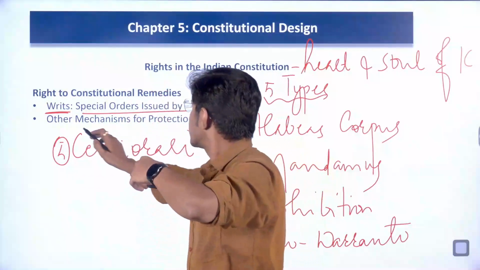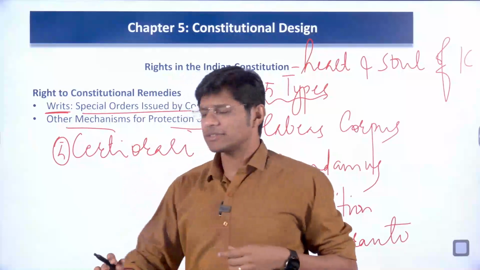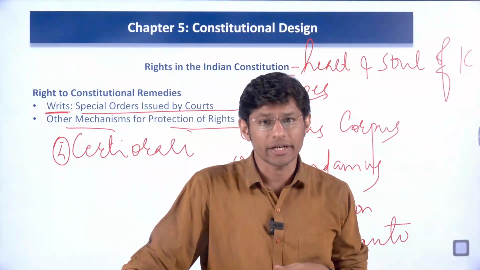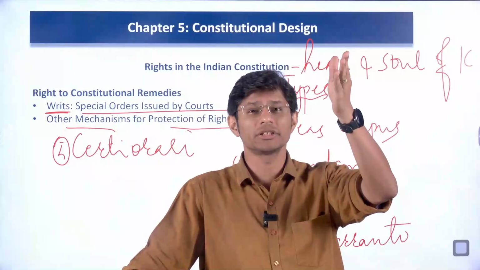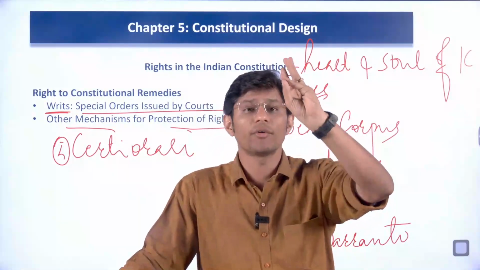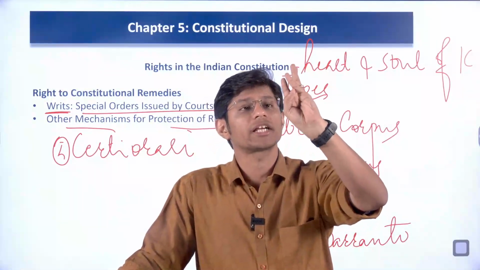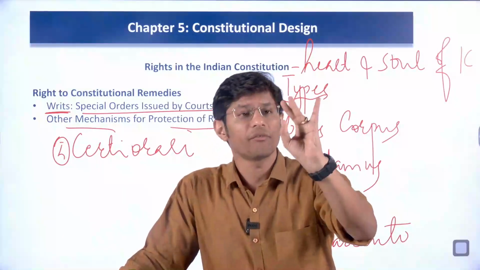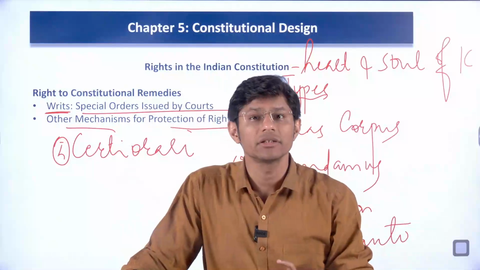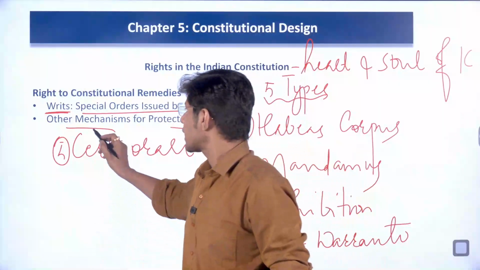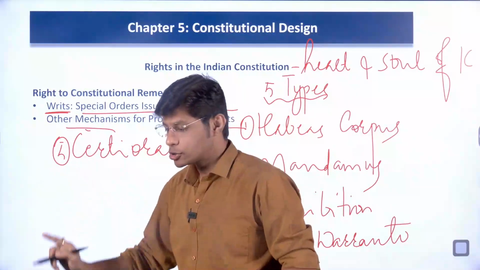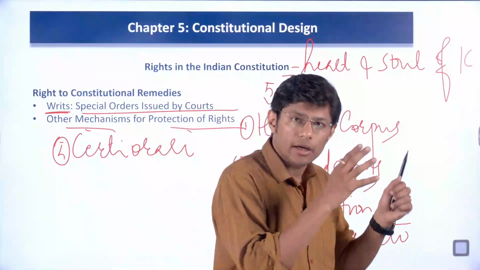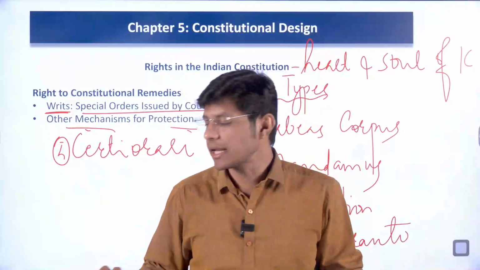And then which are the other mechanisms for the protection of rights? Which are the other mechanisms? For example, we have the National Commission for minorities. We have National Commission for women. We have National Commission for scheduled castes. We have National Commission for scheduled tribes. We have National Human Rights Commission. These are the other mechanisms which are also interested with protecting the rights of people other than judiciary.